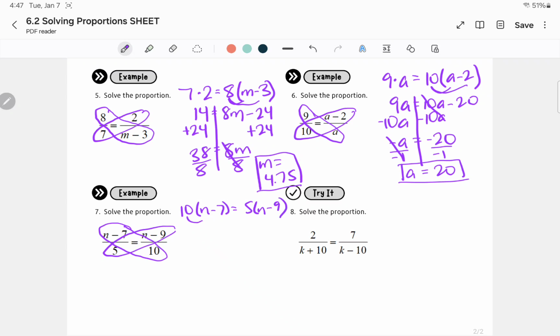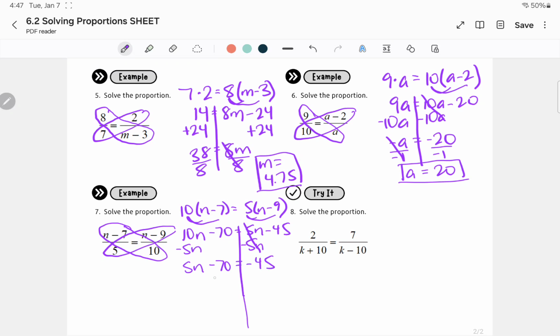And now let's distribute. So 10 times n is 10n minus 10 times 7 is 70. Let's distribute this 5. So 5 times n is 5n minus 5 times 9 is 45. Now I can draw my line, and now I can decide what to do. Now I have a variable on both sides this time, so I can move either one. I'm going to choose the smaller one to keep my numbers positive. So I'm going to subtract 5n from both sides. That leaves me with 5n minus 70 is equal to negative 45.